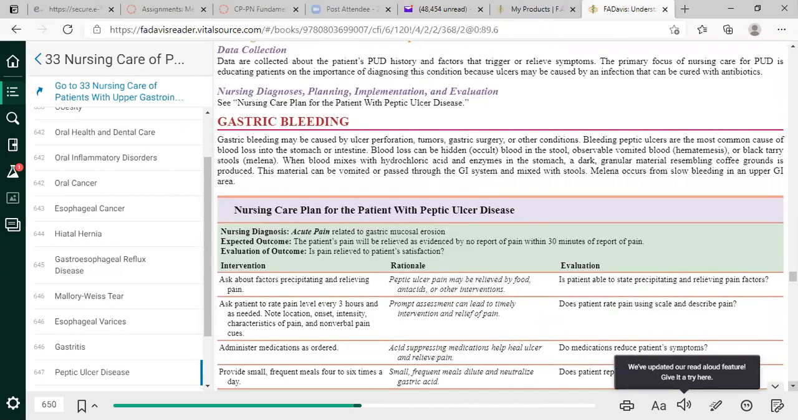And with gastric bleeding, if a patient is bleeding in a stomach, the blood can be hidden. And when blood mixes with hydrochloric acid and enzymes in the stomach, the blood looks like a dark granular material. And that's why a lot of people say it looked like he was throwing up coffee grounds, because if you are bleeding in your stomach and it's mixing with the acid, enzymes, etc., and you throw it up, it looks more so like coffee grounds. And gastric bleeding can result in hypovolemic shock.